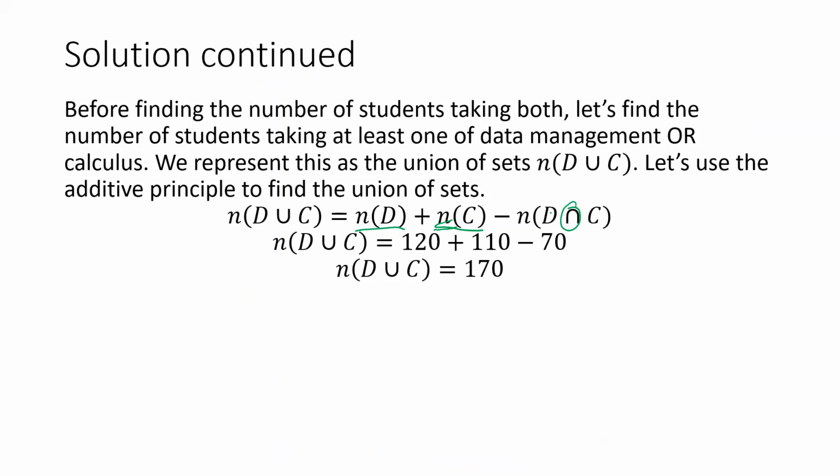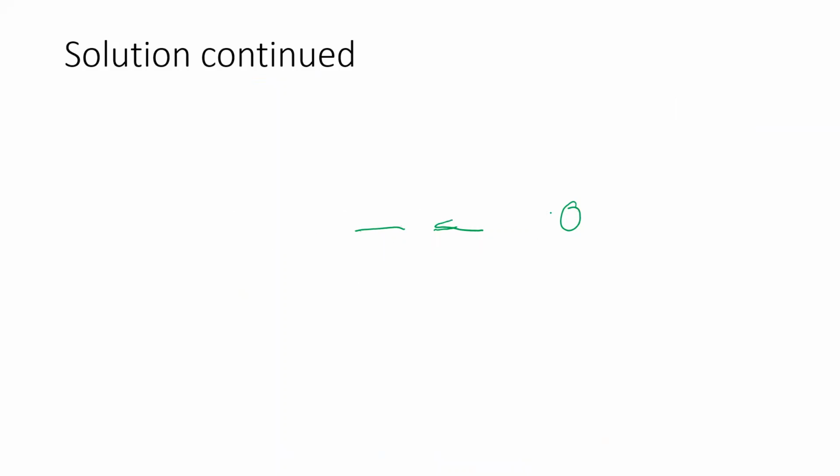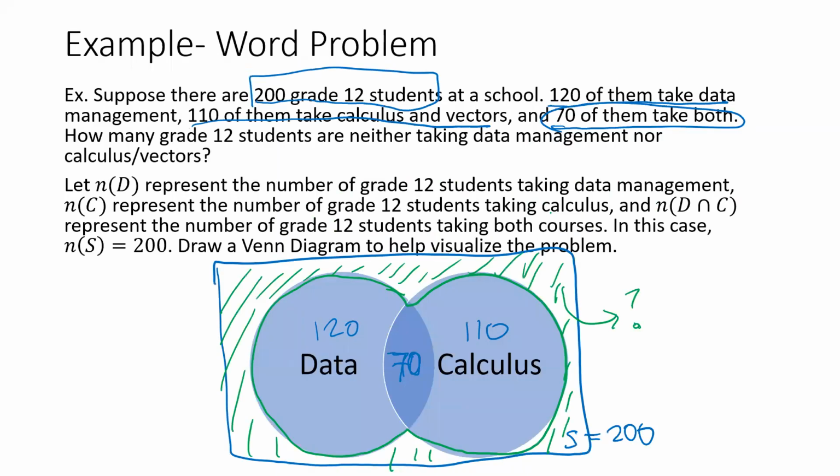So now we just work backwards a little bit. If there's 170 students taking either data management or calculus, what does that mean? Going back to our Venn diagram, if we know that this union, I'm going to write this down like this, the union is 170. So there's 170 students that take either data management or calculus and vectors. That means that there are a total of 200 minus 170, 30 students that are taking neither course.